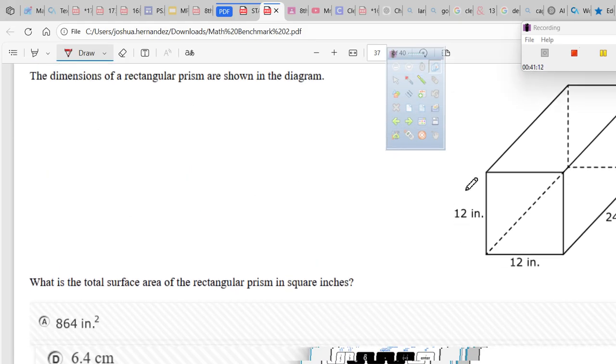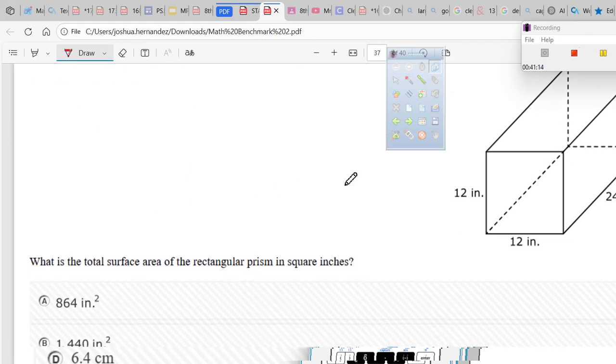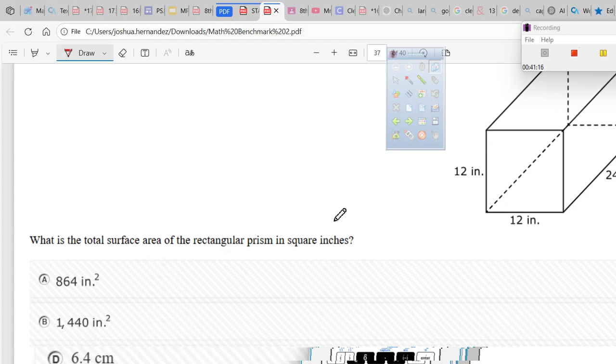Surface area, rectangular prism. So it's total, right? So S is equal to PH plus 2B. Make sure you know P stands for perimeter of the base, and B stands for area of the base. So the base is this rectangle right here.